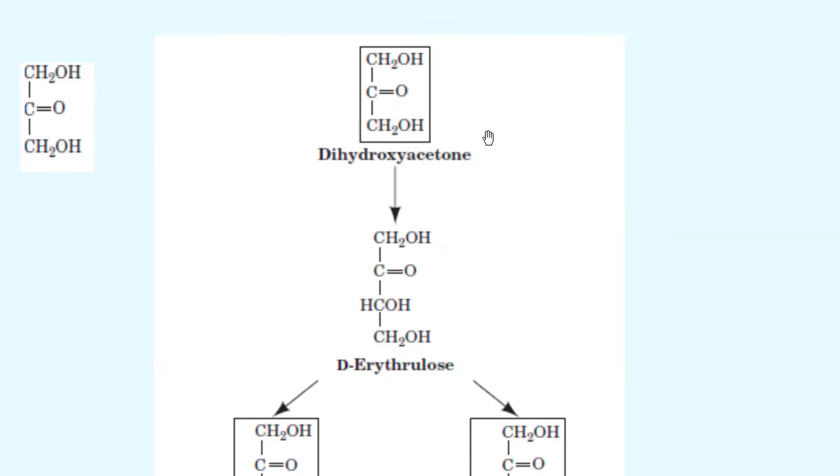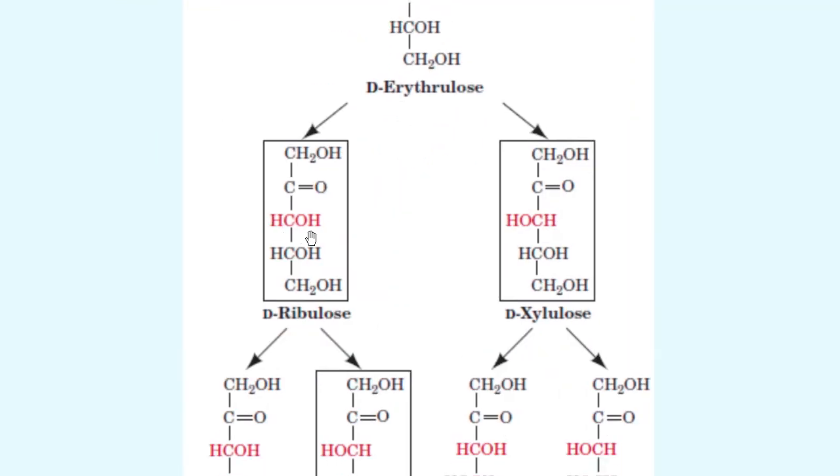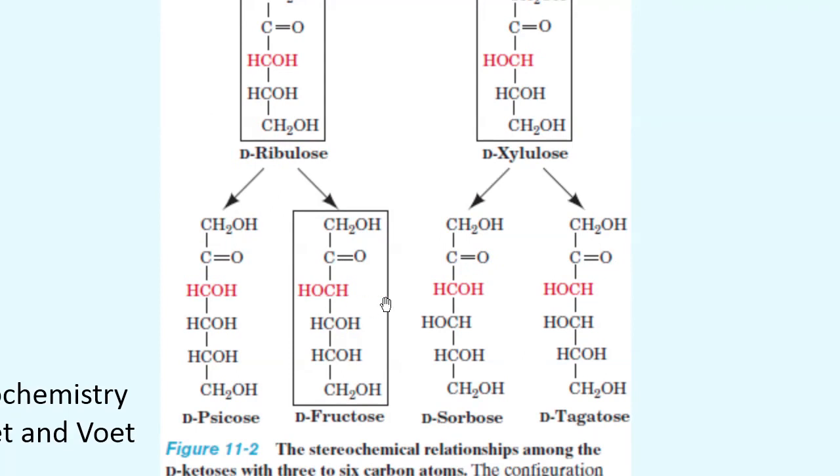Now insert a CHOH group next to the keto group and it will become erythrulose, a ketotetrose. Add one more CHOH next to the keto group and it will become a 5-carbon sugar called ribulose, which is a ketopentose. Adding one more CHOH group next to the keto group will produce the respective ketohexoses.